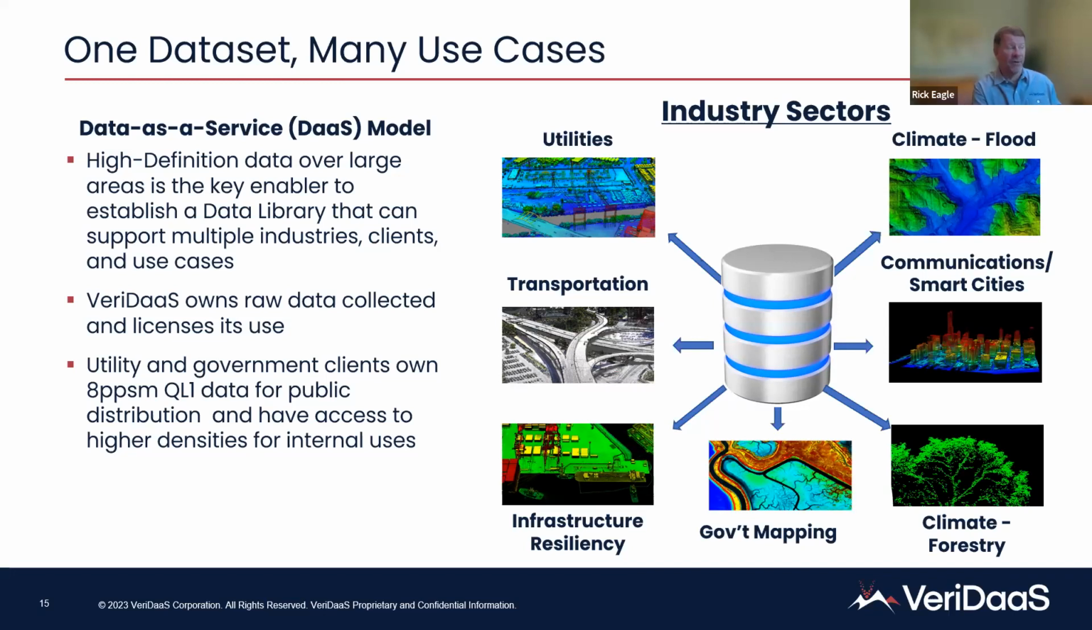If we're doing a government client, oftentimes we'll process the data at 8 points per square meter and produce a very high quality QL1 product that can be put in the public domain. Then the higher density product can be used to meet the needs of different stakeholders, as well as allow us to resell that data to go after some of these markets.